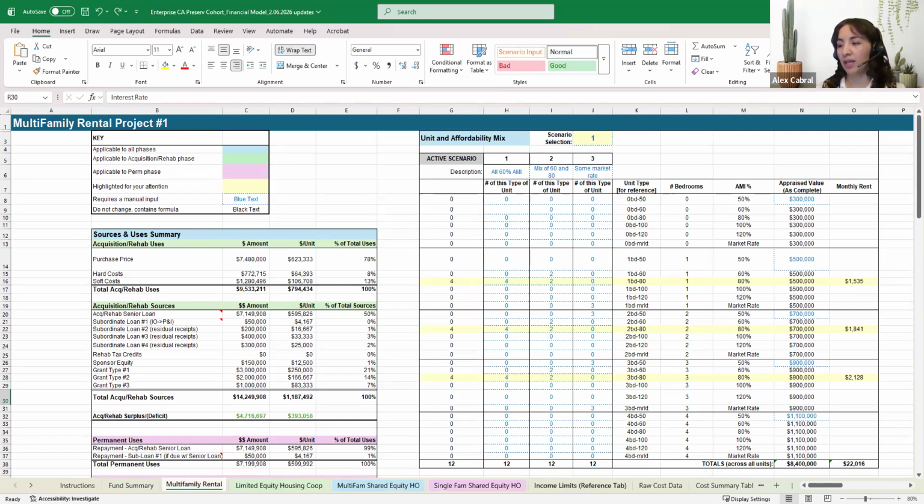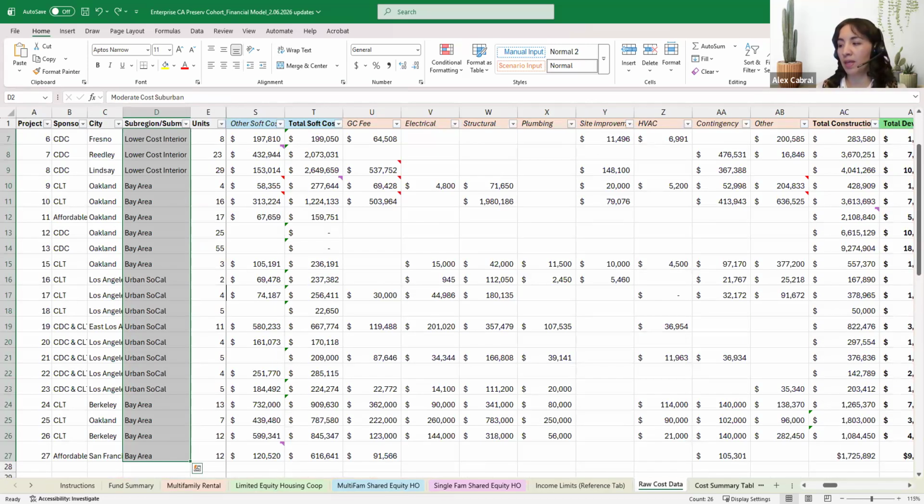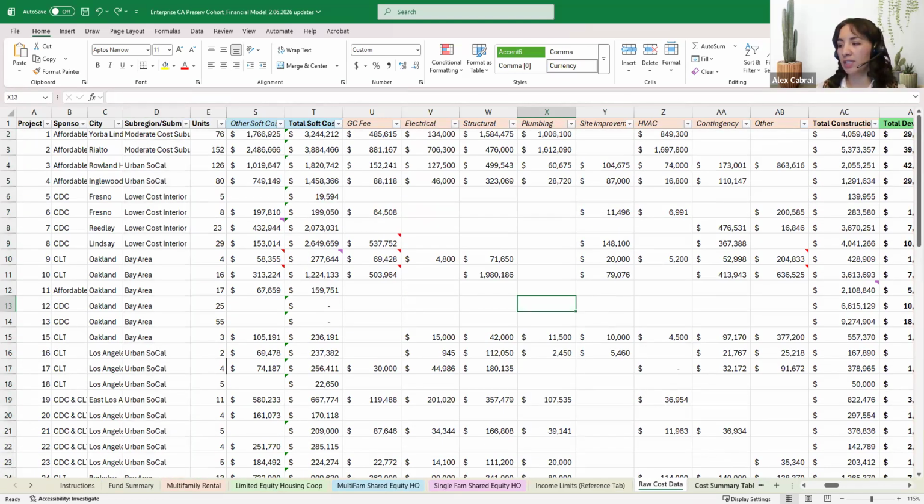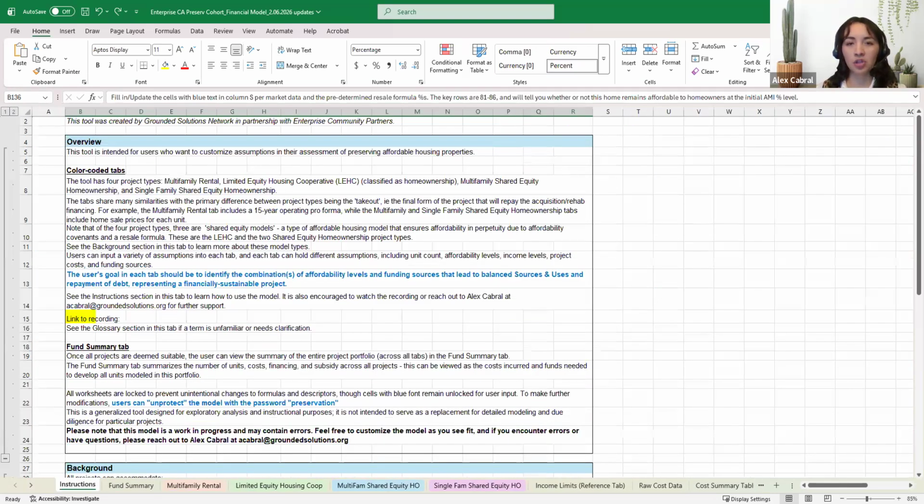We have a tab called income limits, and this is a reference tab for the proformas. And we have a couple cost data tabs for different projects, and I will go into all of these in detail. We'll start with the instruction tab.